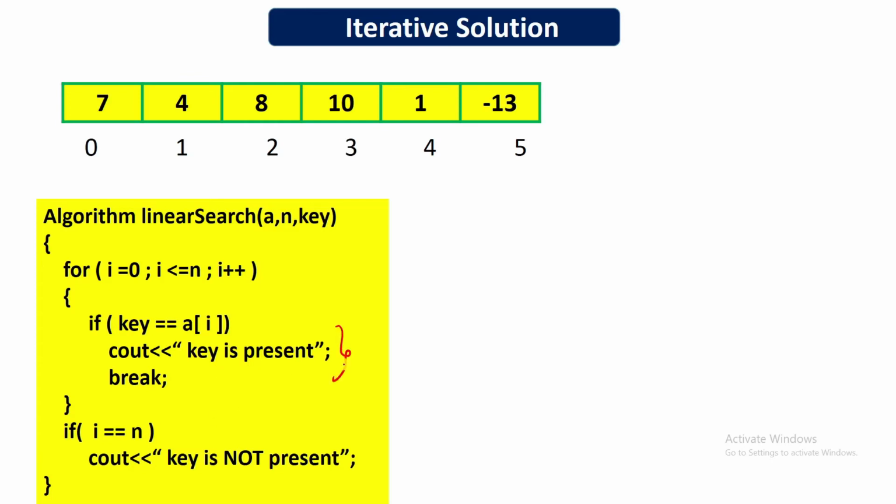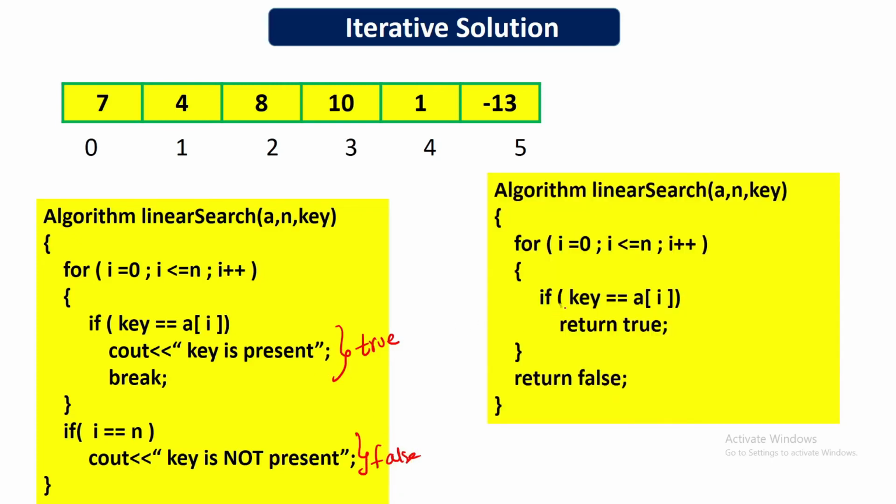From here, you should return true or false. If key is equal to A[i], you should return true from this function. And if your element is not present, then you should return false. Then how will your code look? It will look like this. If key is equal to A[i], you can simply say return true. Return will break the control, and it returns to the caller function.